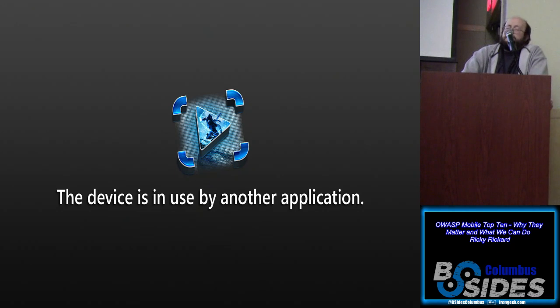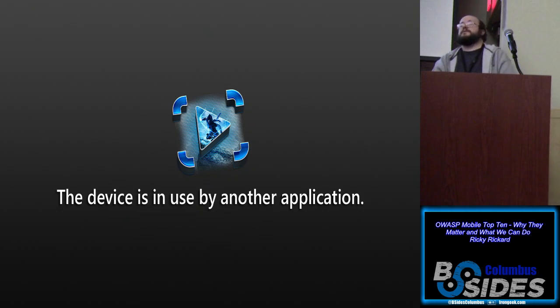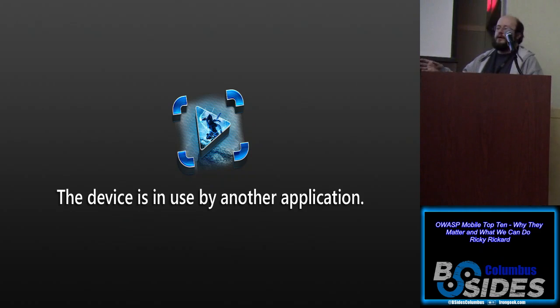So number three is insufficient transport layer protection. This is basically anything that references the transport of information from the client to the server, whether over a mobile network or a Wi-Fi network. This can be your lack of certificate inspection, weak handshake negotiation, confidential information leakage. Again, we have to assume that the network layer is not secure, because if you get on the wrong Wi-Fi network and confidential information goes across there, you're toast. You hook to the wrong thing, you're done.